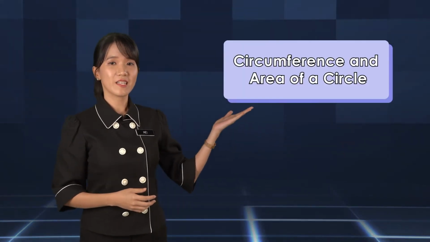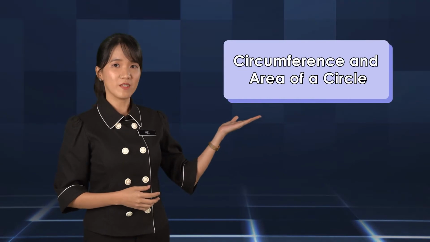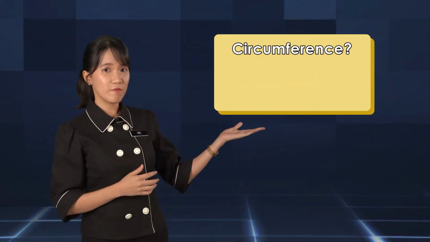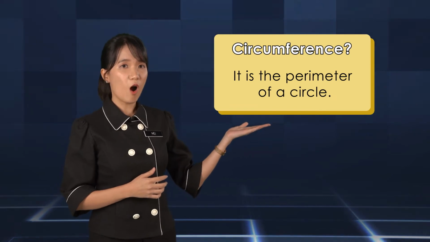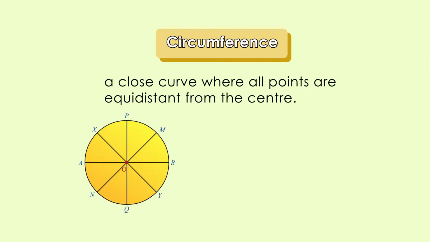Now, let's get into our topic of the day, circumference and area of a circle. You have probably heard about the word area. Do you know the word circumference? Circumference is the perimeter of a circle. A circumference is a closed curve where all points are equidistant from the center.